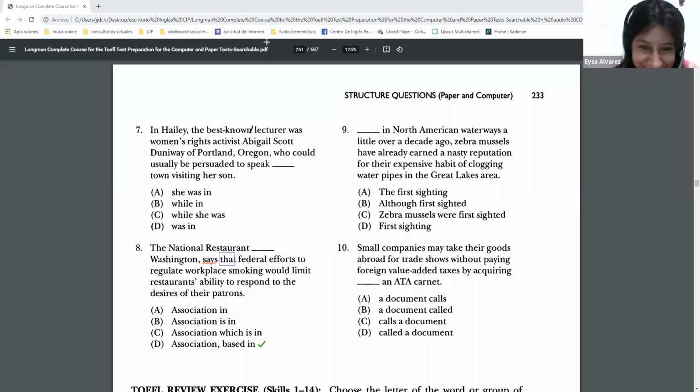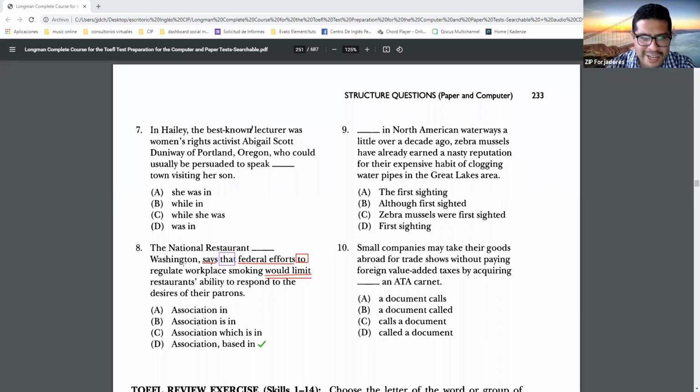"Federal efforts" is not an action, it's a noun. "To regulate" is an infinitive, so it's not the main verb. This is the subject, "federal efforts," and "would limit" is the verb. "To regulate workplace smoking" is a prepositional phrase with an infinitive, all together. So the object of the preposition "to" is "smoking."